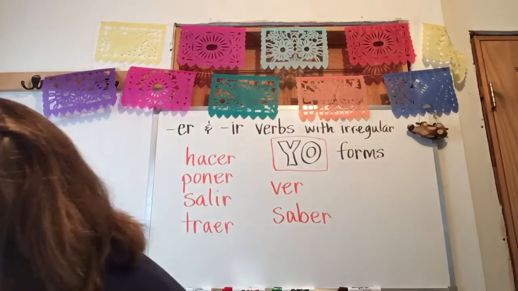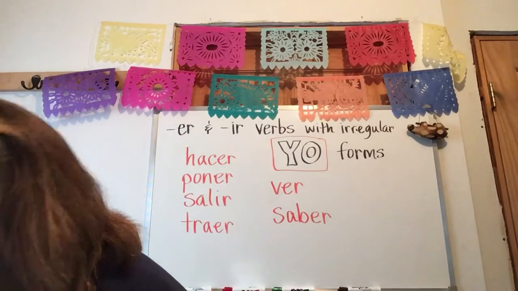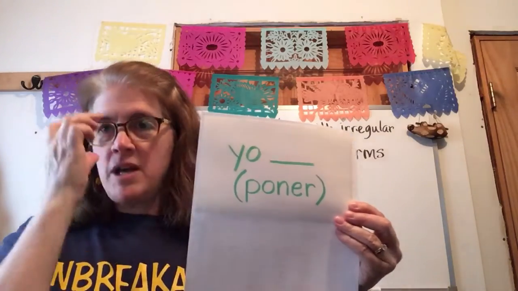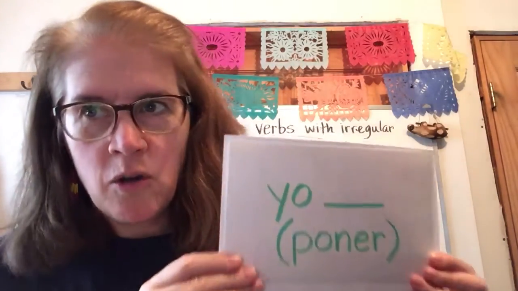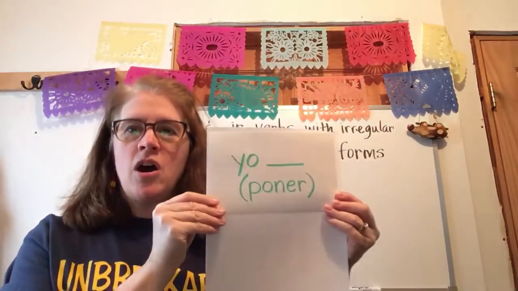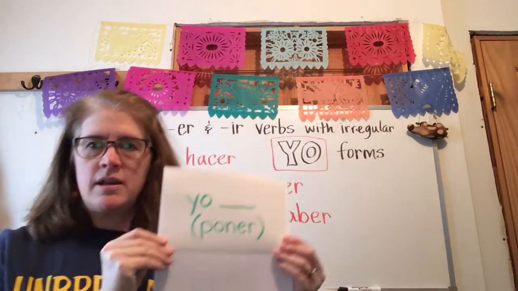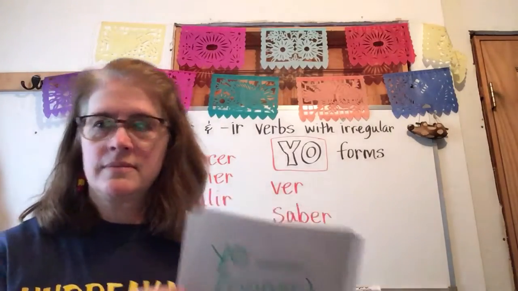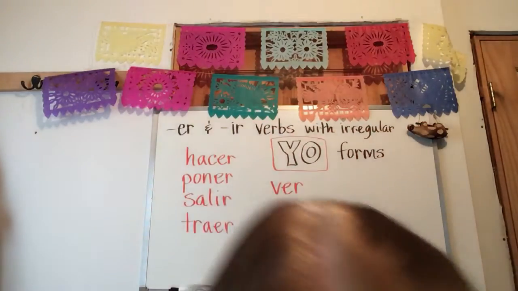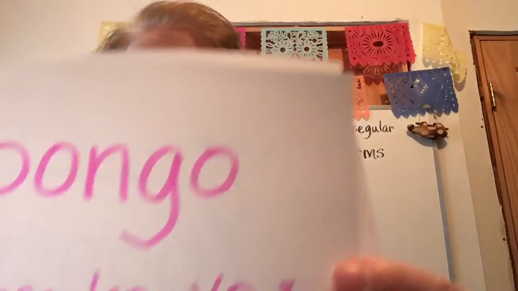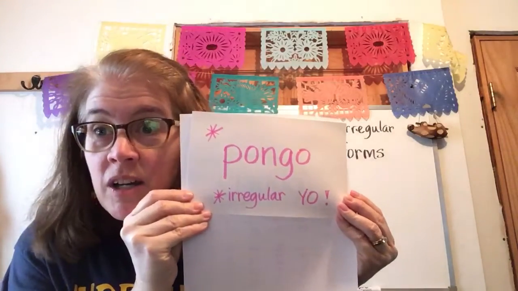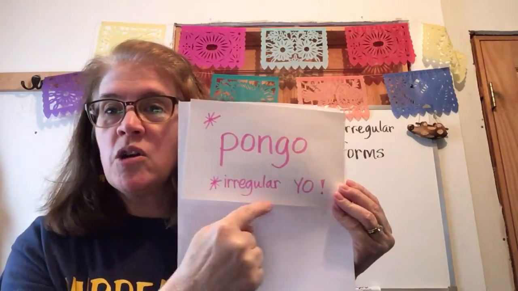All right, número tres. How about the yo form? The yo form of poner. Pause the video. Correct answer is pongo. Did we remember? It's irregular. Irregular yo.